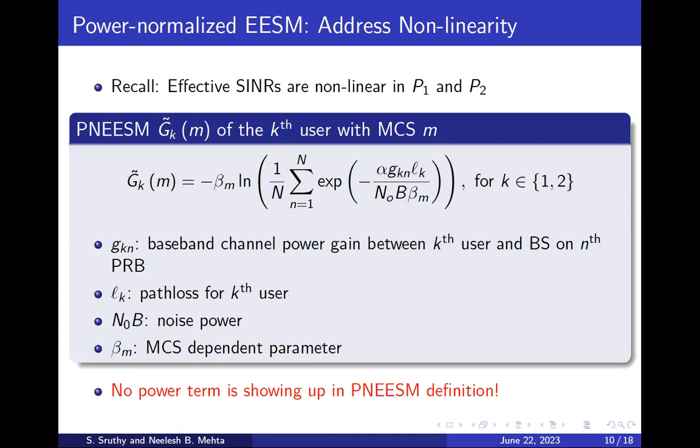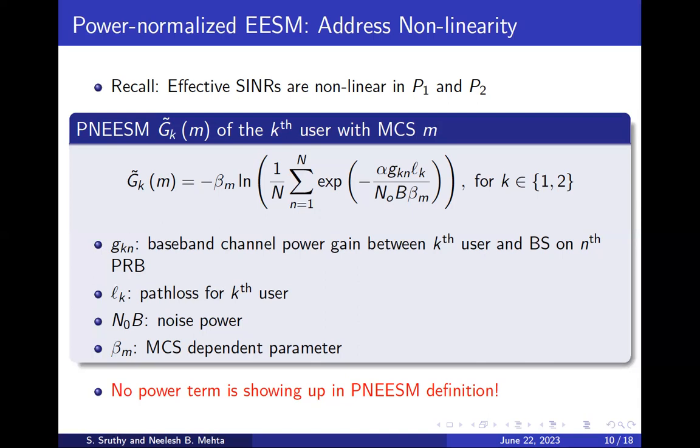Let's recall that effective SINRs are nonlinear in powers P1 and P2. So to address this nonlinearity, we propose PNEESM. PNEESM of the kth user with MCS M is given by this equation, and this is similar to the EESM definition. But the only difference is that here the power term is replaced with alpha, which is a pre-specified constant. So no more power term is showing up in the EESM definition.